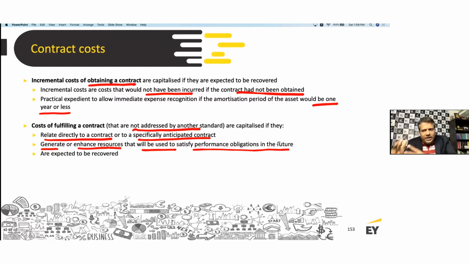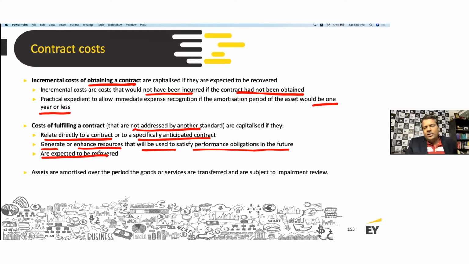Costs of fulfilling a contract are expected to be recovered. If you believe they are expected to be recovered, then you are allowed to capitalize them, and amortize them over the period the goods or services are transferred, and they are subject to impairment review under Ind AS 36. And impairment review under Ind AS 36 is: recoverable amount, the higher of the two, right? Value in use or fair value less cost to sell, whichever is higher of the two.